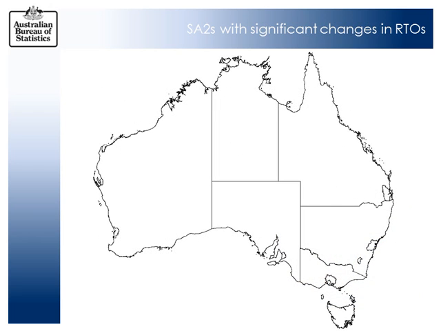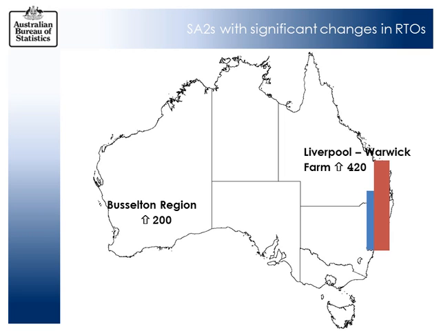Some SA2s also had significant revisions to the number of RTOs between preliminary and final rebasing. Here are some examples. The largest upward revision was in Liverpool Warwick Farm in Sydney. It had a preliminary RTO figure of 800, which went up to 1,200 after final rebasing. We also underestimated the number of people overseas in the Busselton region in WA. Final rebasing showed that there was actually an extra 200 RTOs.